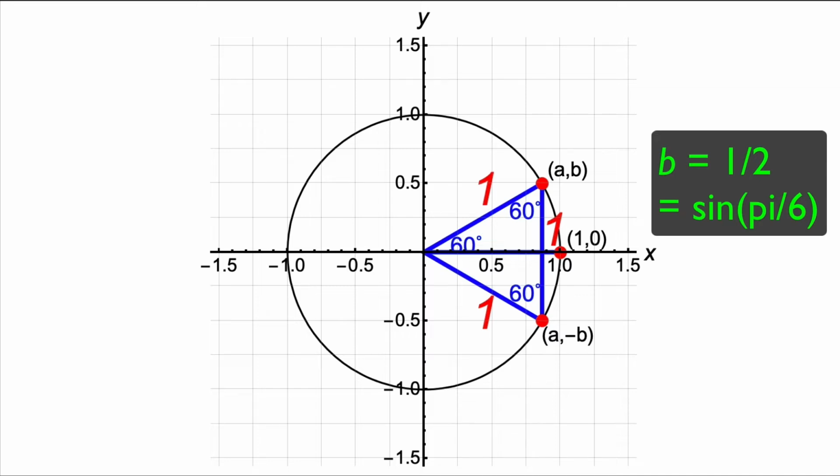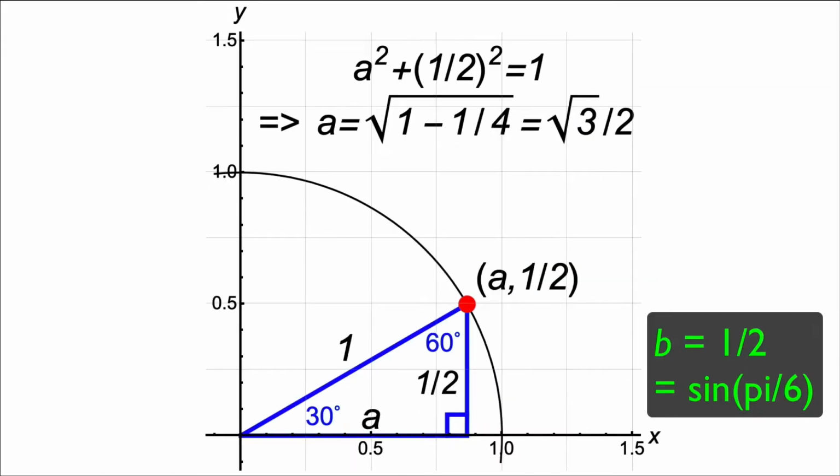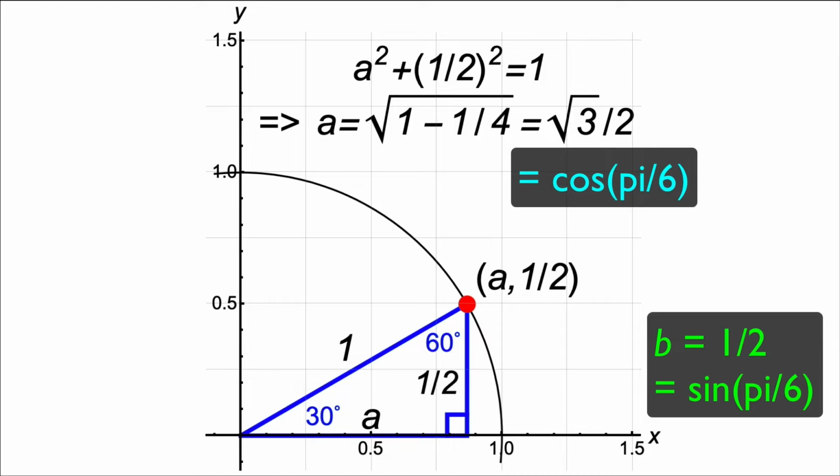What about the value of a and the cosine of pi/6 radians? Focus in on the upper half of the equilateral triangle. It's a right triangle that looks like this. Now, using either the equation of the unit circle or the Pythagorean theorem, we can say that a squared plus 1/2 quantity squared equals 1, and therefore, solving for a, we get a equals square root of 3/2. In other words, cosine of pi/6 radians, which is cosine of 30 degrees, is square root of 3/2.